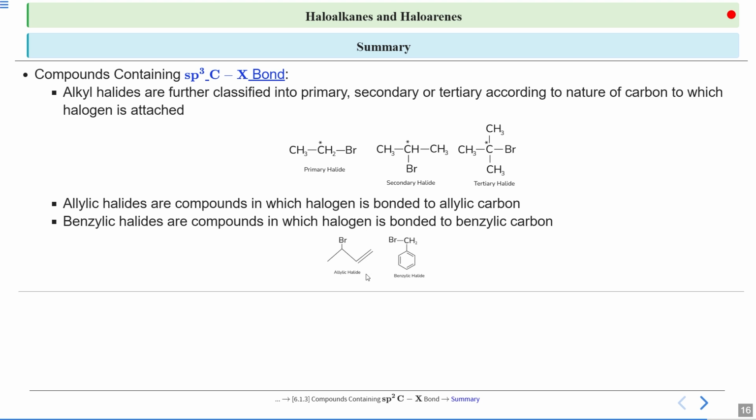You can see this is an allylic halide because bromine is attaching with this carbon which is sp3, but this carbon is attaching with the sp2 carbon. Similarly benzylic halide, where bromine is attaching with the sp3 carbon, but this carbon is attaching with a benzene ring.